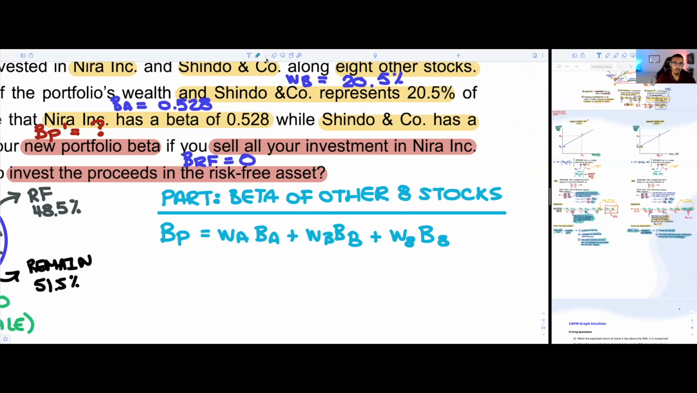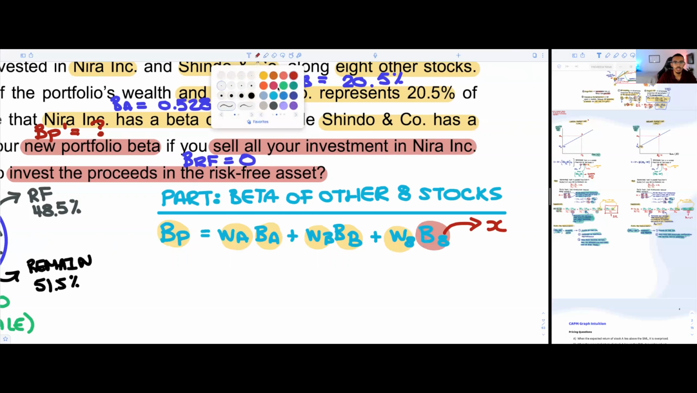Now, once again, if I were to highlight stuff, which we did above, we know this portion here, we know this, we know this, and actually we also know the weight of those 8 different stocks, but we simply don't know the beta of those 8 remaining stocks. So effectively, the beta of those 8 remaining stocks will be our X. This is what we're solving for. So then the next step would just be to plug in everything that we have.